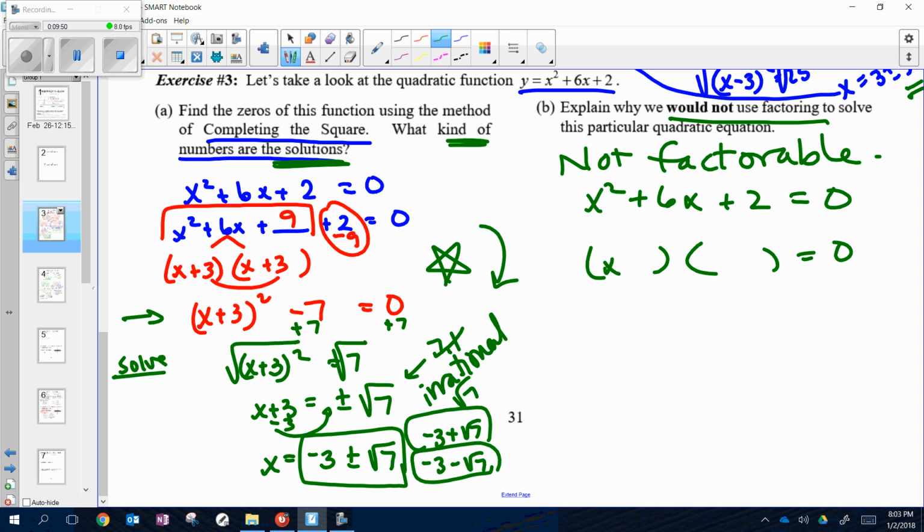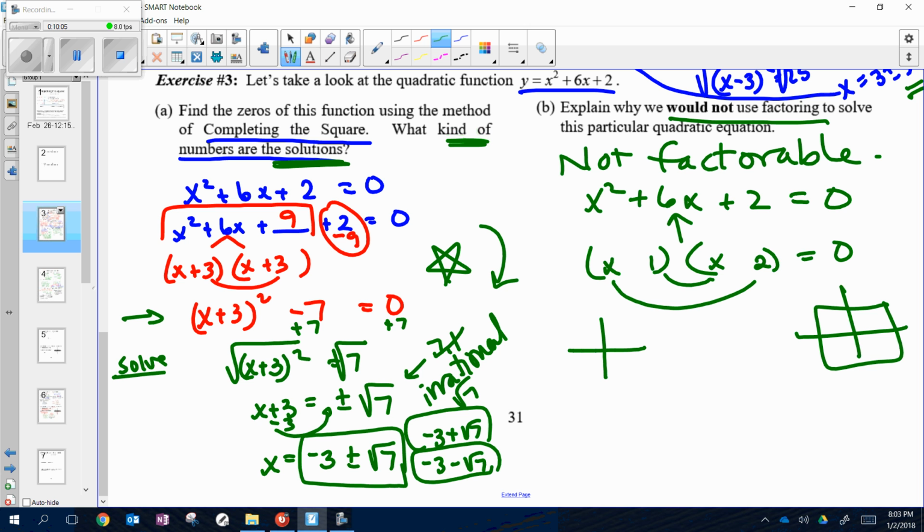In other words, 2 numbers that multiply to be 2, the only choices are 2 and 1. There's no way that I'm going to have a 6x magically appear out of that mess. There's just no way. Check out your box method, do whatever you got to do. You could actually graph it and find out you're not going to find any nice roots that you can turn into nice factors. It's just not happening. So you need an alternate method.